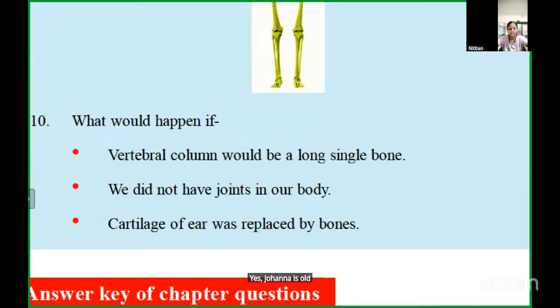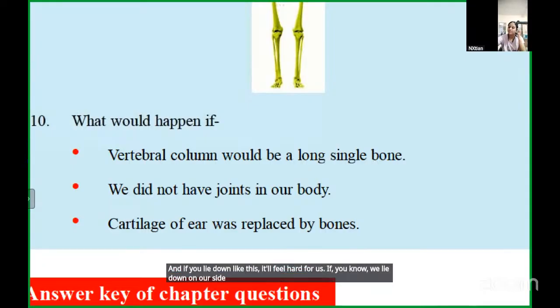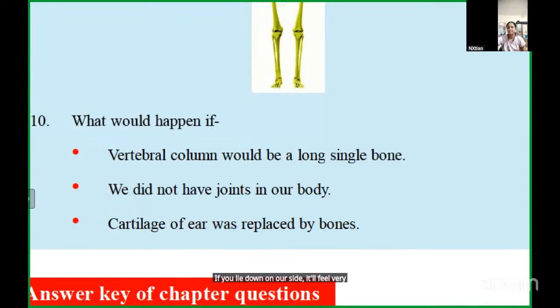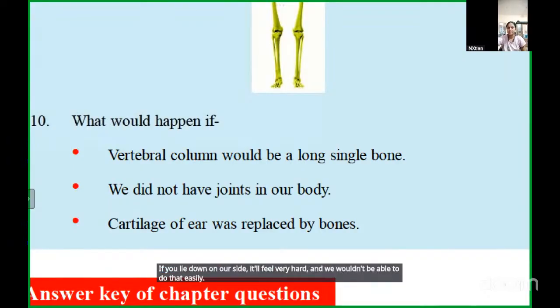If the cartilage was replaced by a bone, what would happen? Our ear will become hard. Yeah, our ear will become very hard. And if we lie down like this, it will feel hard for us. If we lie down on our side, it will feel very hard, and we wouldn't be able to do that easily.